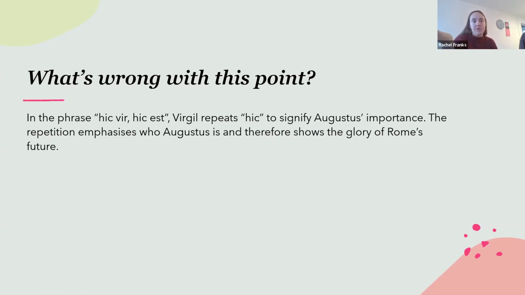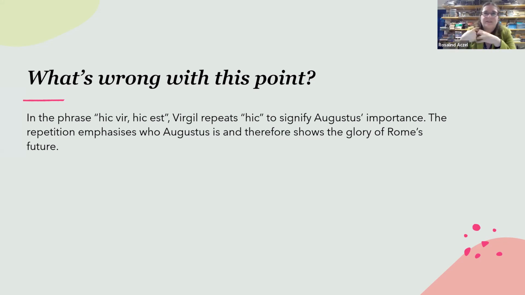It's just the link between the specific quotation, hic, where the repetition of hic does not signify Augustus's importance. It might be a small part of a larger point, but the correlation is not direct between the quotation and the point that they're making. They need more explanation. They've gone straight from, oh, here's my point, because I annotated this in my text when we did it in class, and there's the answer to the question.